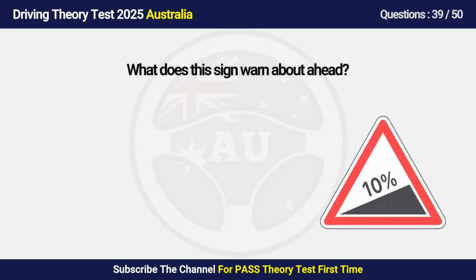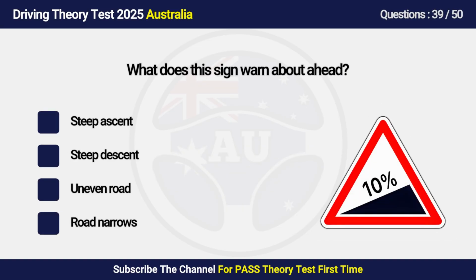Question 39. What does this sign warn about ahead? A. Steep ascent. B. Steep descent. C. Uneven road. D. Road narrows.